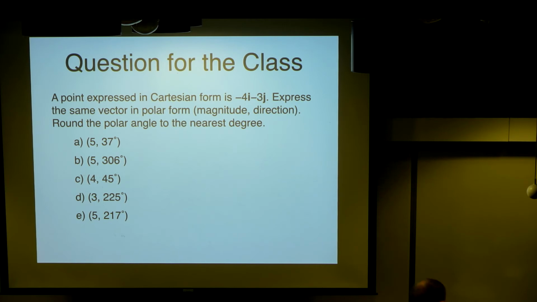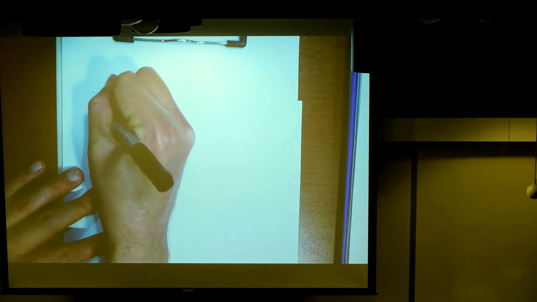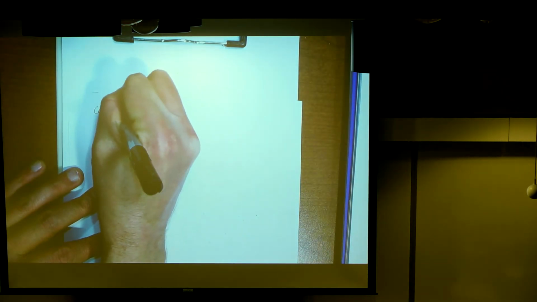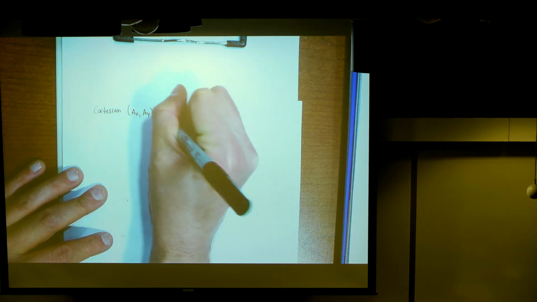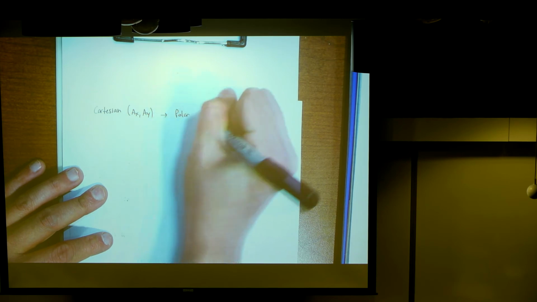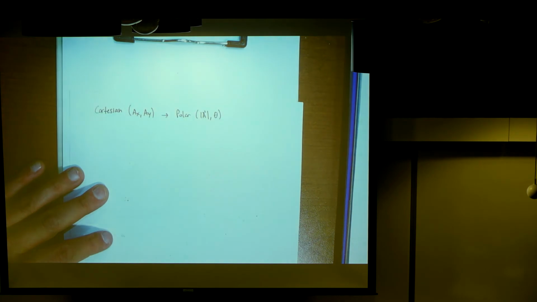Okay, it looks like some of you have got this already. If not, that's cool. We just want to chug ahead on this lecture. So let's go through it together. So here's what we have. We're going here from Cartesian, that is XY form, into polar form. That is, you have the magnitude and you have the direction, okay?